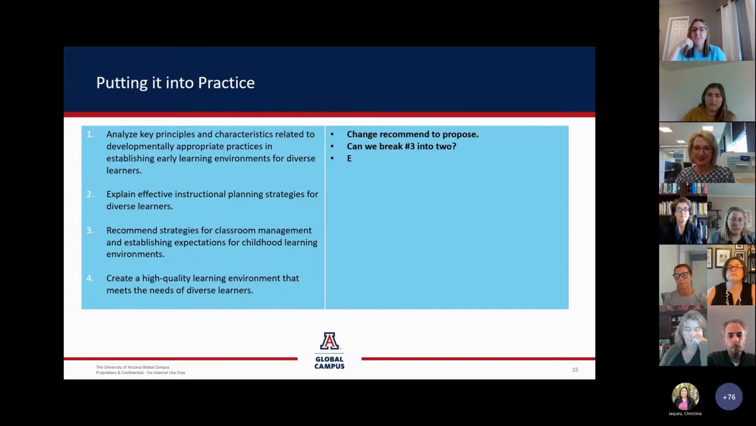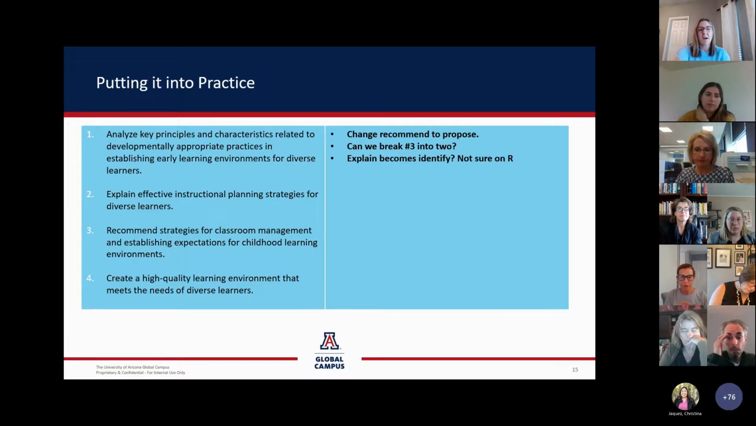Can we break number 3 into 2? Explain becomes identify. Not sure on IRM. Yeah, Allie, it's a little bit tricky without knowing exactly where the sequence fits within the program. We just thought it'd be a good opportunity to do a little bit of practice of thinking about some of those ideas. But yeah, that's that idea of trying on different verbs, right?